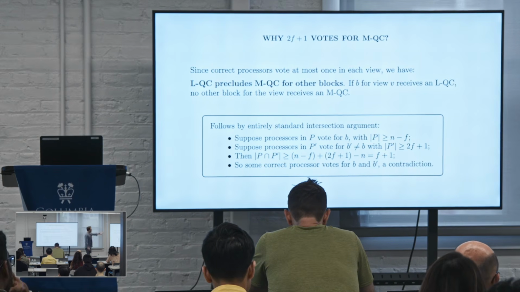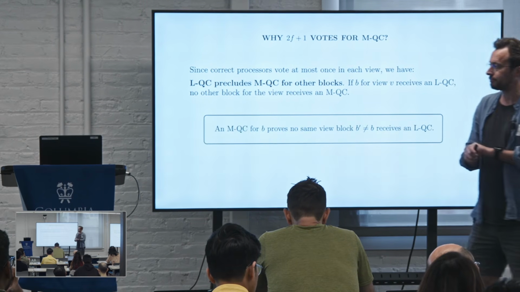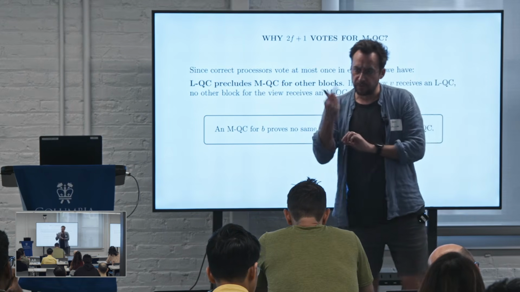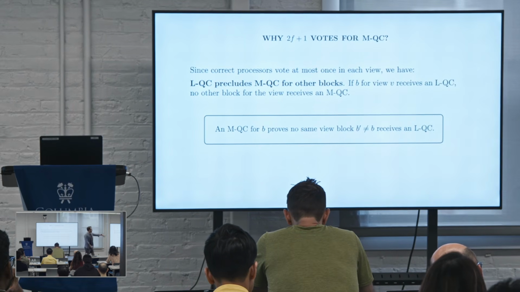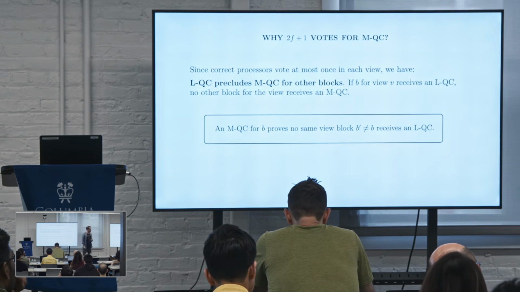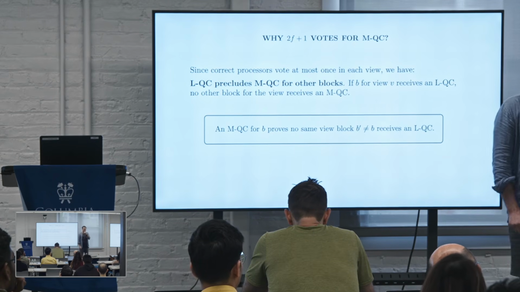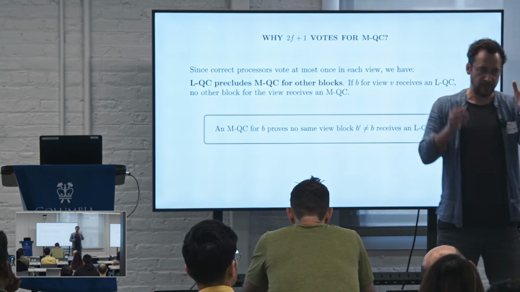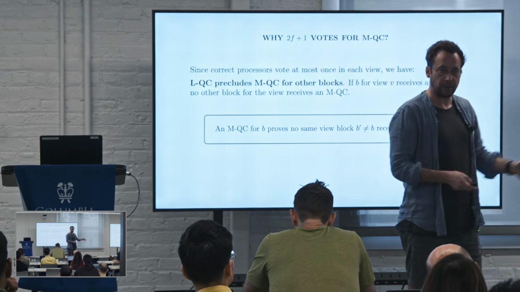So this is our basic fact: an LQC precludes an MQC for other blocks. Or to spin that around, an MQC for B proves that no different block B prime in the same view receives an LQC. If B has an MQC, no other block can get an LQC in that view.